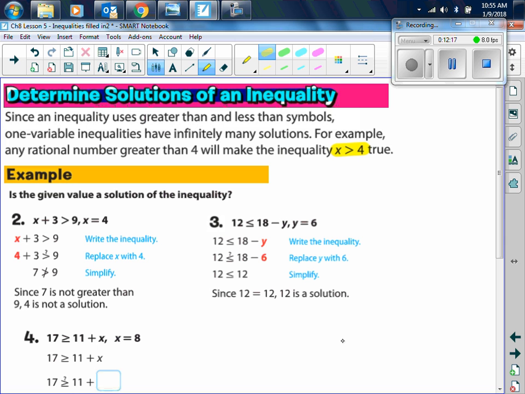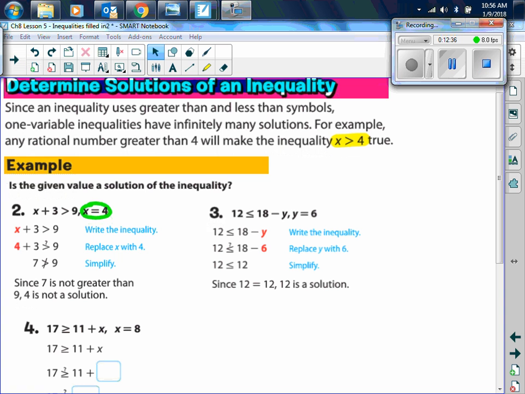So, for example 2, it says, is the given value a solution of the inequality? Okay? So for example 2, we're checking to see if x equals 4 is a solution. We will do this the same way we did the previous example, but this time we're only checking for one value. So, is 4 a solution of x plus 3 is greater than 9? And again, we're just going to evaluate and compare. So here, 4 goes in for x.